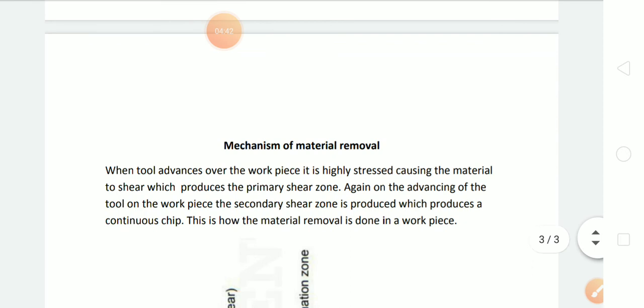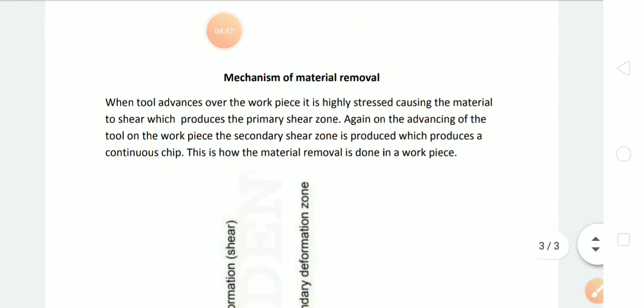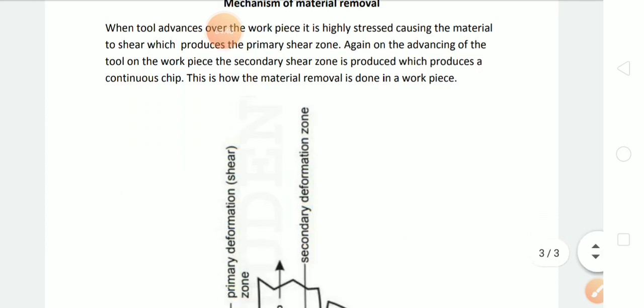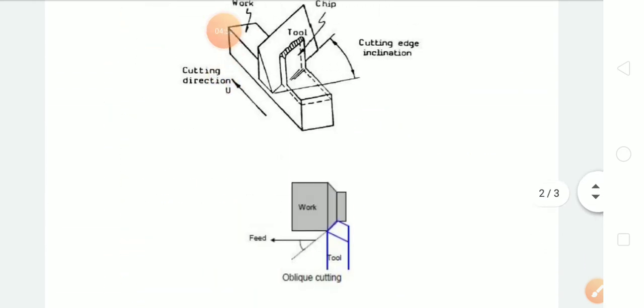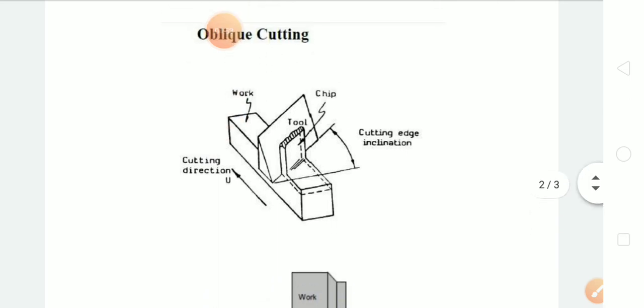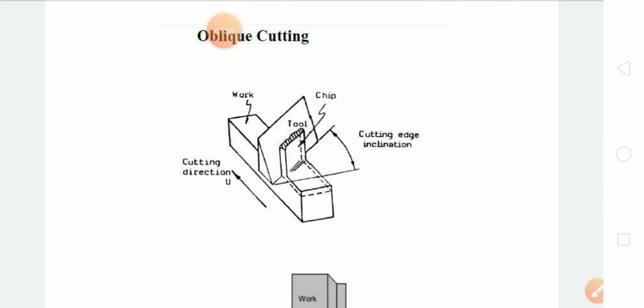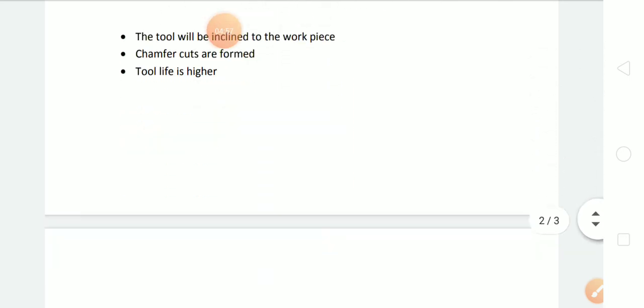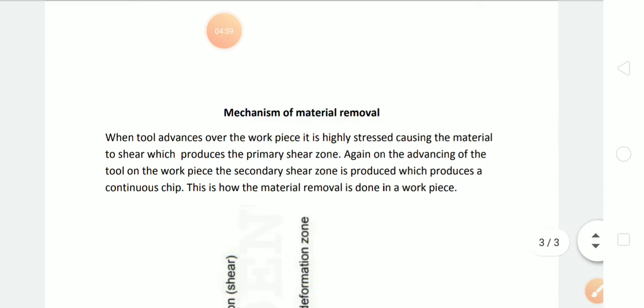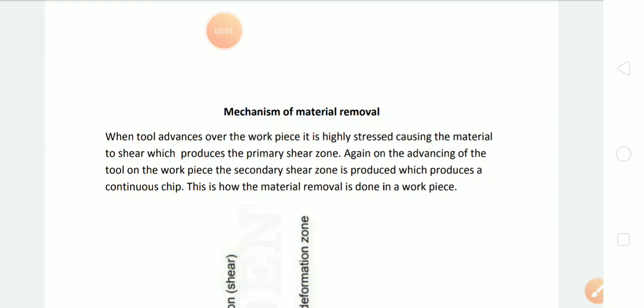Okay, next I will move on to the next topic. This is a small topic, so I will discuss it in less than 2 minutes. Mechanism of material removal. Actually, it has to be discussed just after the types of cutting, so I am discussing it here itself. I'll just read the sentence.